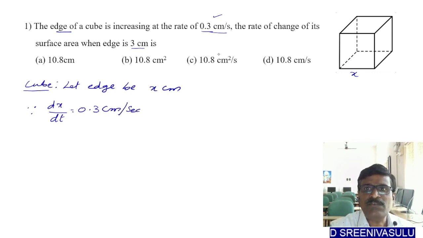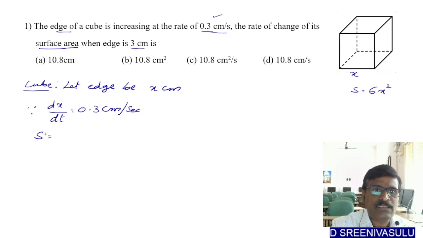Now what we want to find out? The rate of change of its surface area. What is the surface area formula? Each side area is x square. There are 6 faces. The surface area is equal to 6x square.